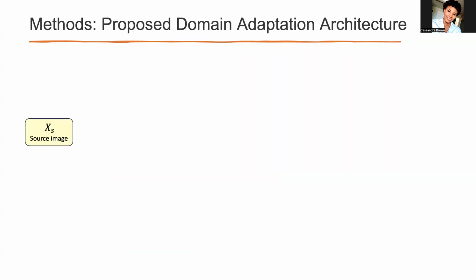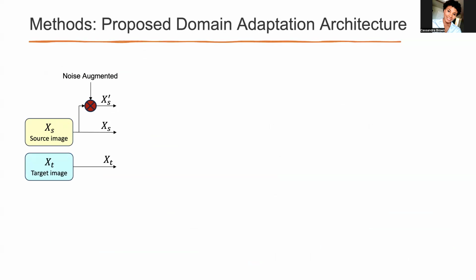Here is our proposed method, where we take the source image and generate two different branches of it. One is the augmented noisy version of the source image, and another one is the original image. Then we take the target image and we do not add any noise to that. We pass all these three branches to a feature extractor. Here, we use a ResNet feature extractor, and we use the idea of a probabilistic method.